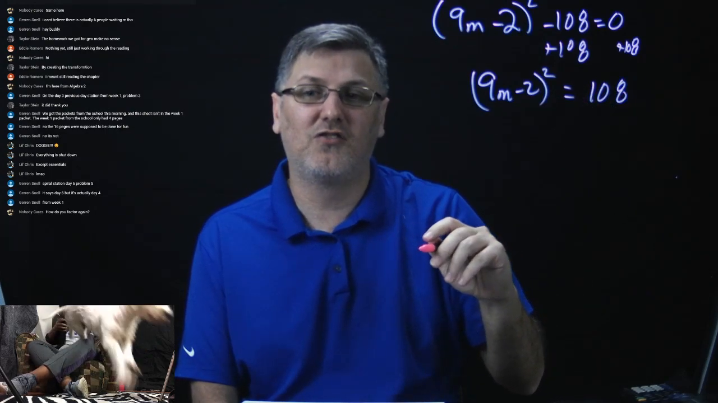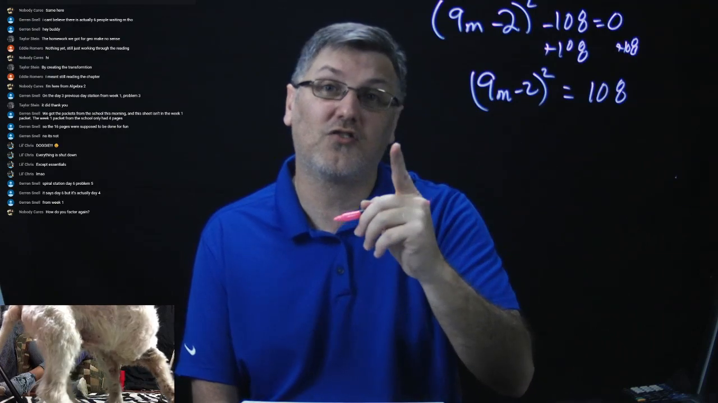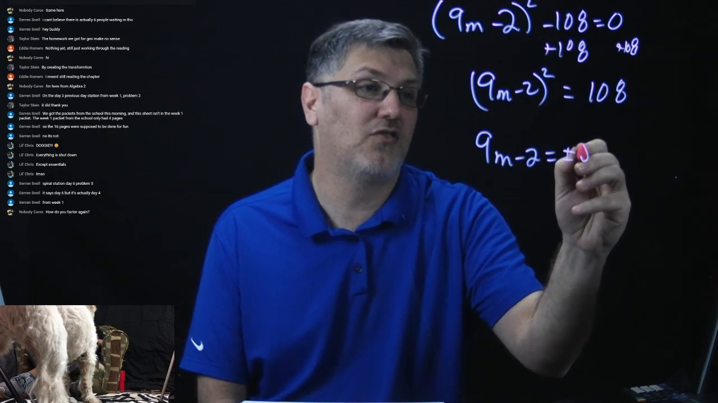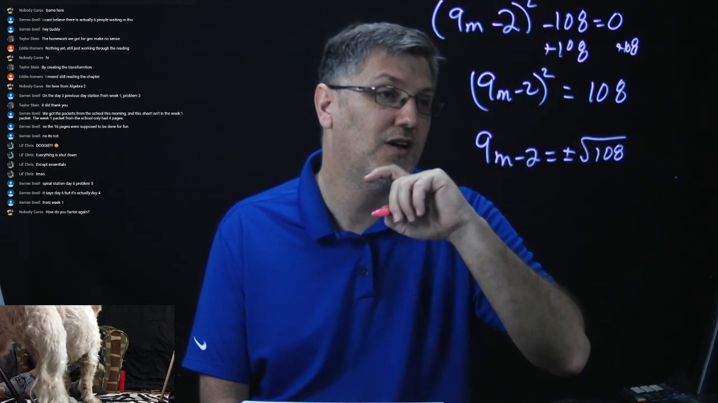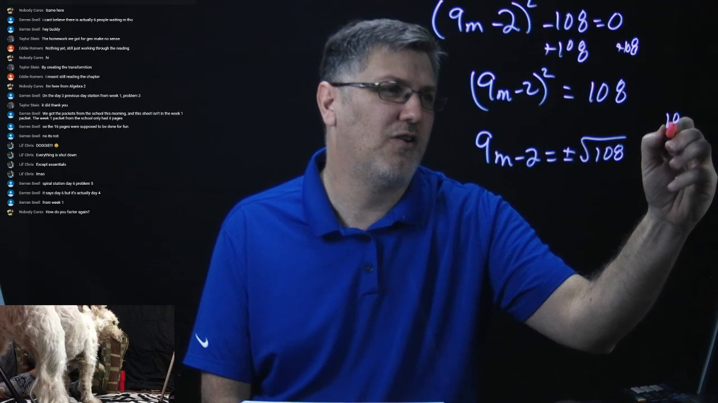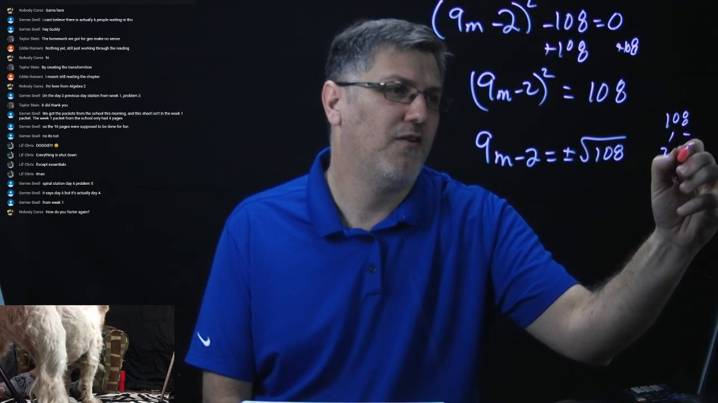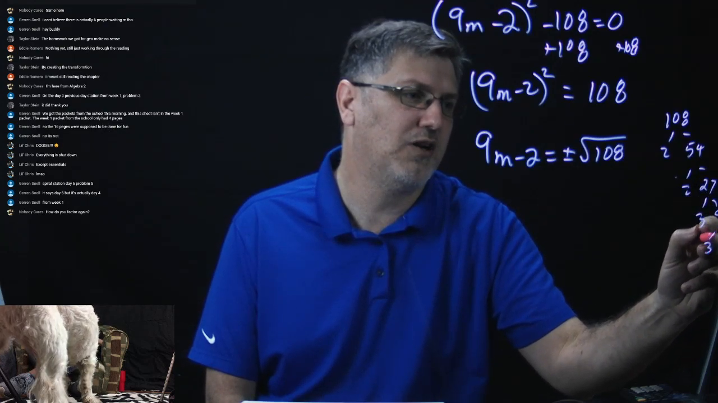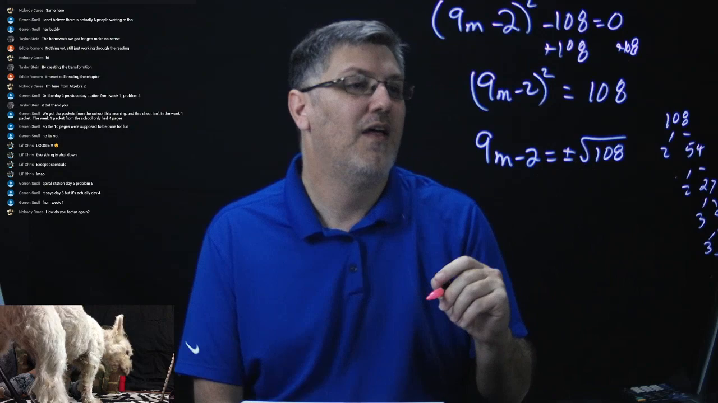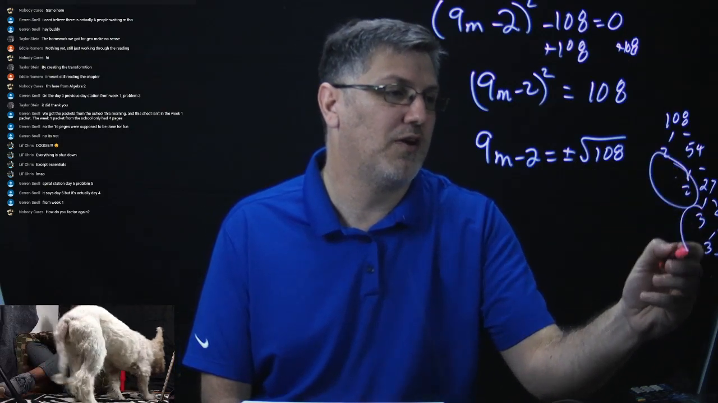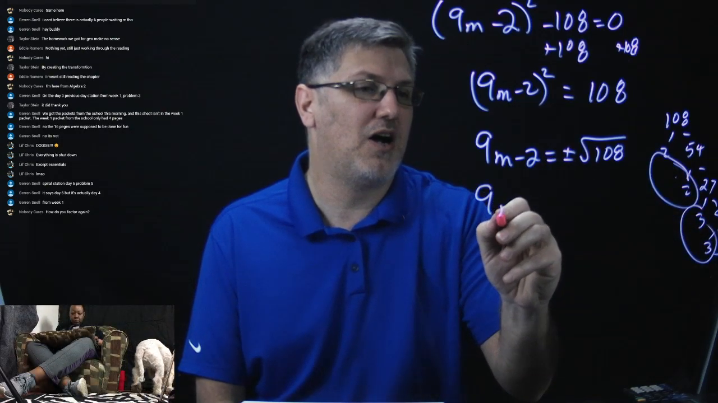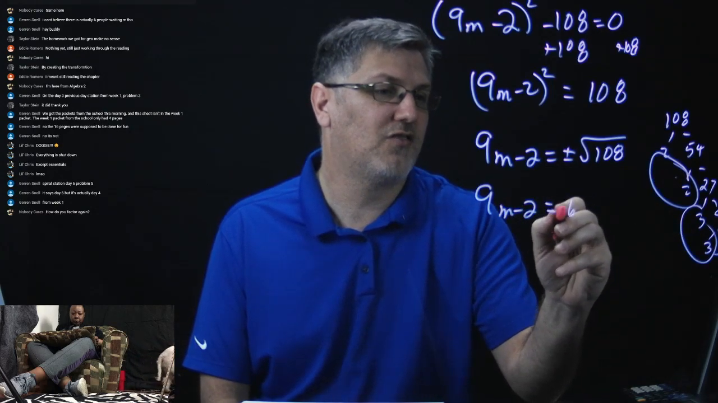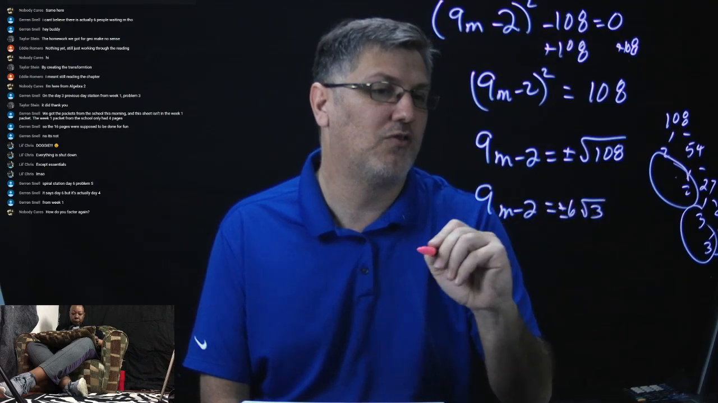We're going to take the square root on both sides. Now, when you take the square root, make sure you do the plus or minus. So I have 9m minus 2 equals plus or minus the square root of 108. I'm going to break this down. 108, 2, 54, 2, 27, 3, 9, 3, and 3. I'm slightly off the board. So I'm going to look for my pairs. Those are going to go on the outside. So this is going to become 9m minus 2 equals 2 times 3 is 6. Don't forget my plus or minus the square root of 3, which is left underneath.